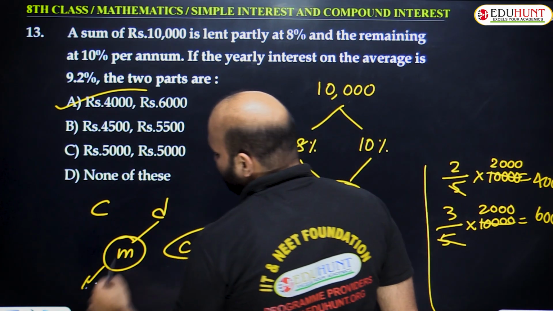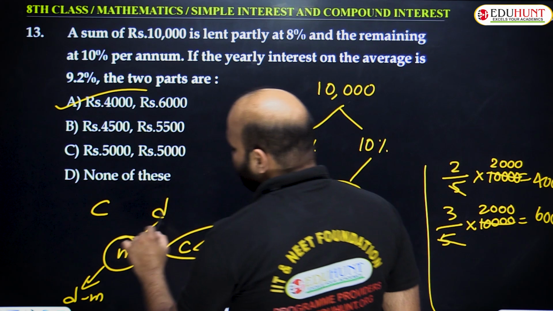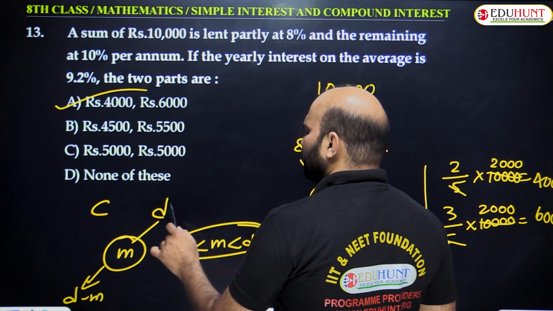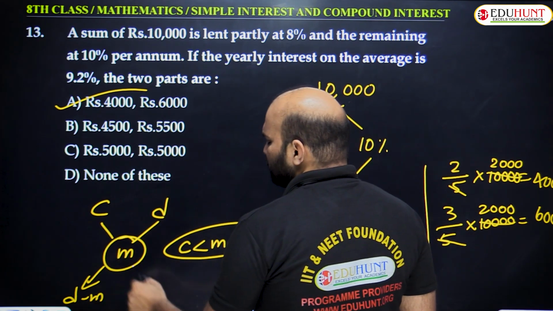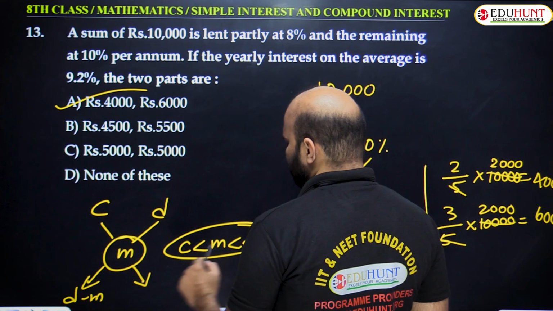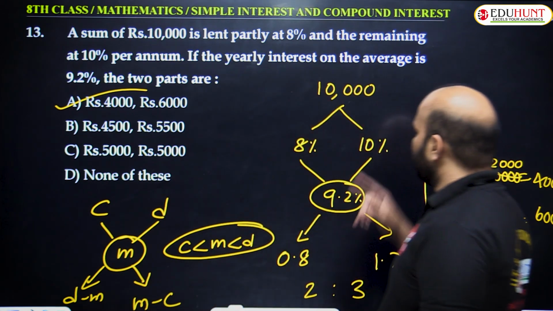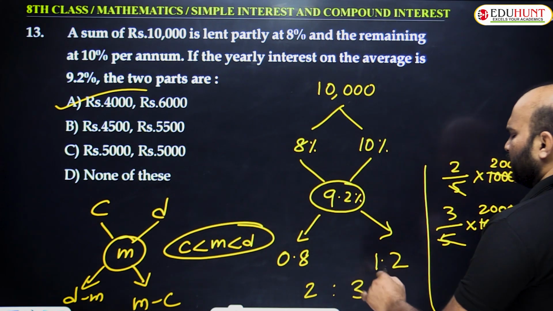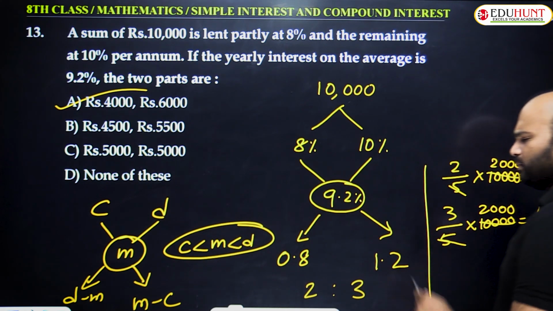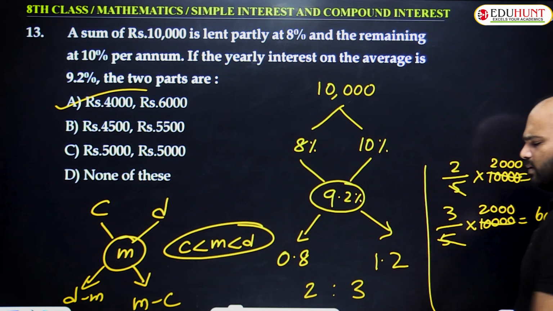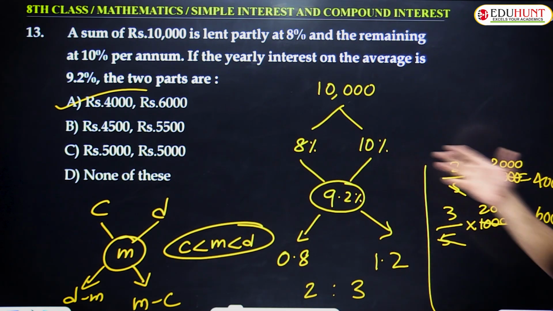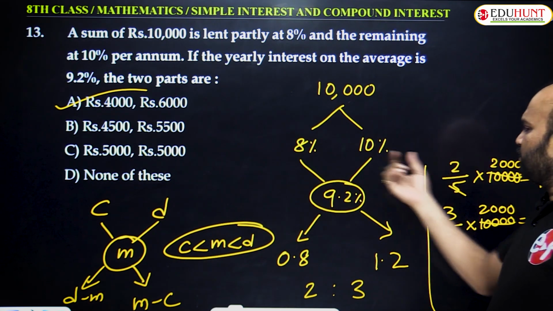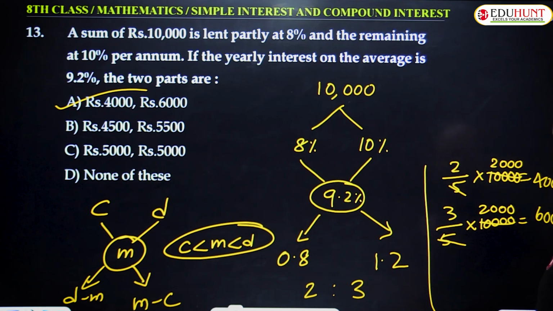According to allegation, this cross should be applied as D minus M. Among the two, which one is the higher value? Dearer is the higher value. D minus M, M applied towards the left side. Comparing these two variables, M is more than C, so that's why I am taking M minus C. So left side 10 minus 9.2, right side 9.2 minus 8. 0.8 is nothing but 8 by 10, 1.2 is nothing but 12 by 10, 10 cancels, 4 2s are 8, 4 3s are 12. But it can be converted into parts, the first part and second part. What I am asking finally is the two parts. How much is lent at 8%? 4,000. How much is lent at 10%? 6,000. Option A is the right answer.